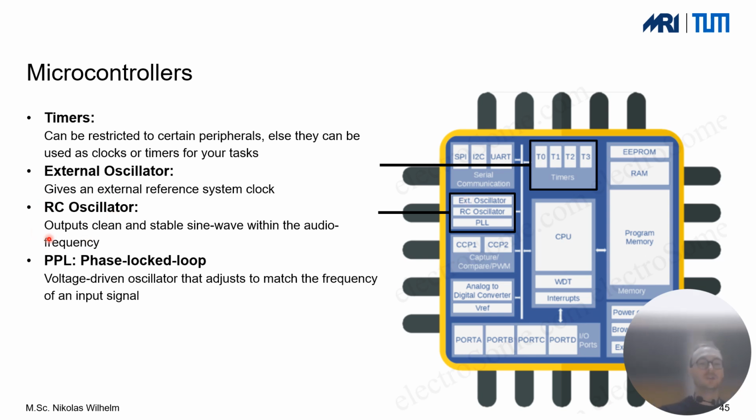There's also an RC oscillator, so that's one that produces a really stable sine wave internally. And then there are some special things like a phase locked loop. This is also a voltage-driven oscillator, and this one can really adjust to match external frequencies. So if you get an input signal with some frequency that you do not know, you can use that phase locked loop, and it will then try to let the system run on that external frequency.